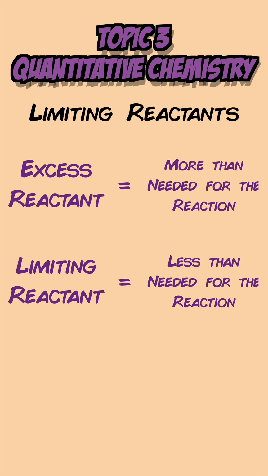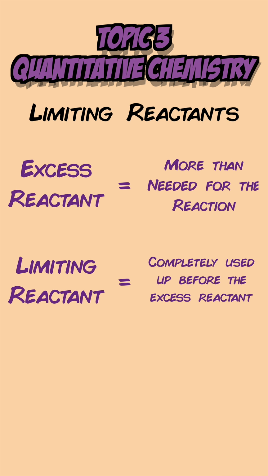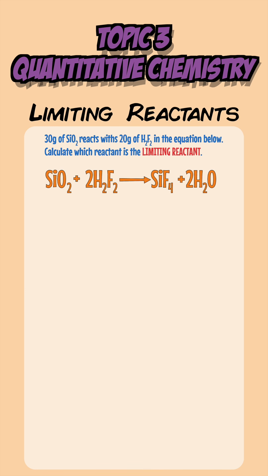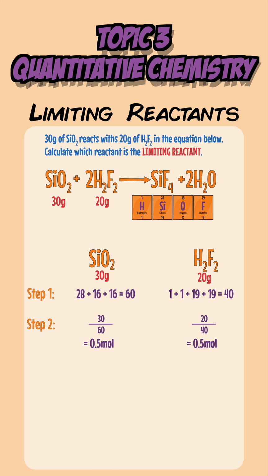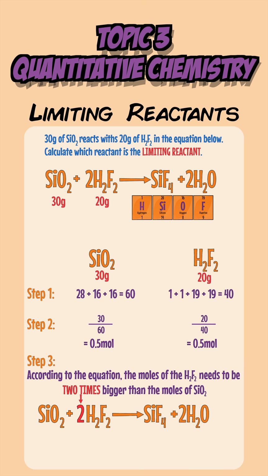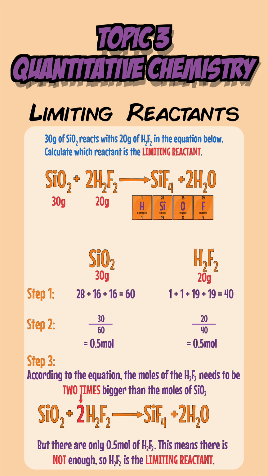A limiting reactant is the substance that is completely used up before the excess reactant. To find out which of the reactants is the limiting reactant, you need to turn the mass into moles by using the formula and dividing it by Mr. You can then compare these to the balancing coefficients in front of the reactants and see which one is in excess.